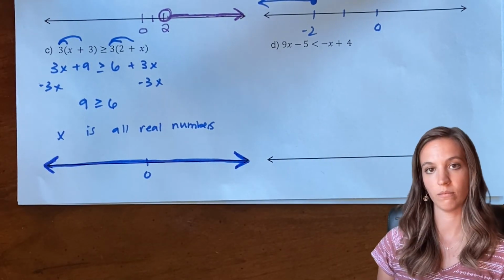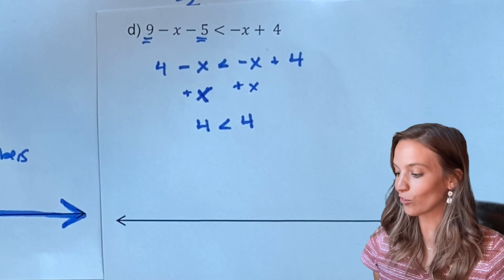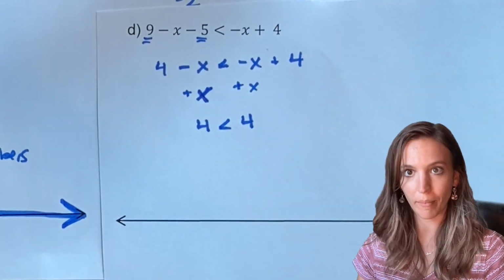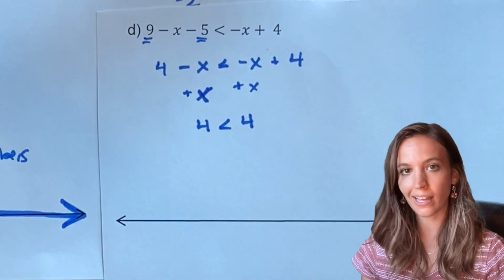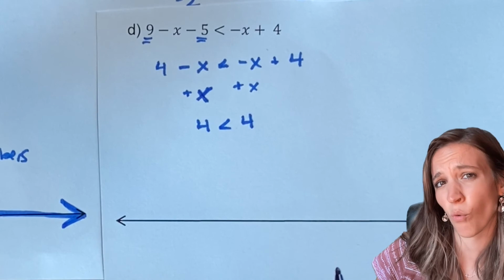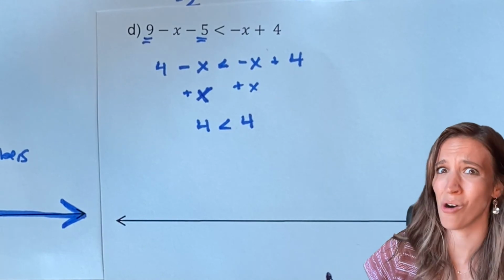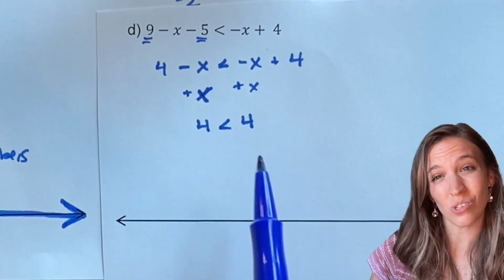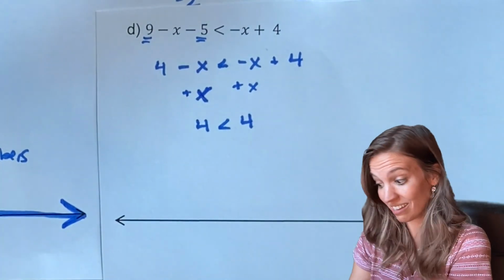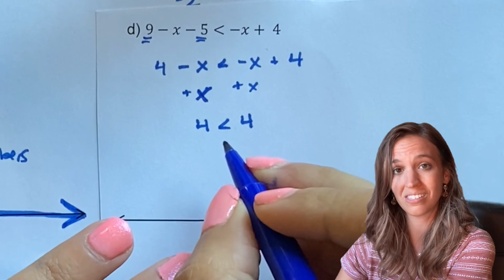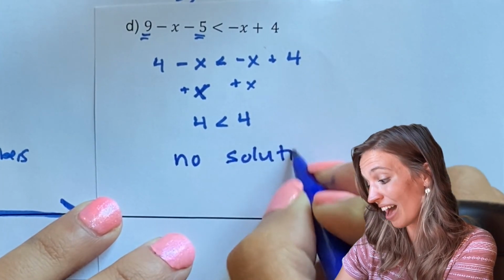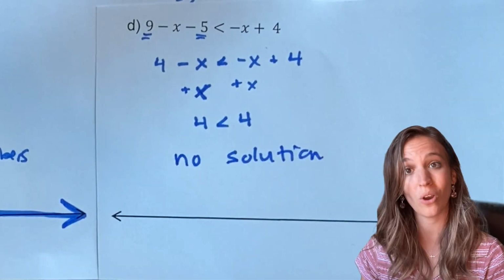Okay, as we look over at D, the first thing I did was combine like terms on that left side and then get my x's to one side, and that's where, yet again, something weird happens. I end up with 4 is less than 4. Is that true? Is 4 less than 4? No. So this isn't a true statement, so this is almost like our no solution situation with equations. So there isn't a possible x I can plug in and satisfy this inequality, so I'm just gonna say no solution, which means I don't actually have a solution to graph on my number line.